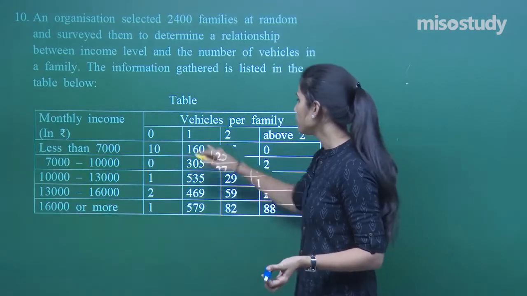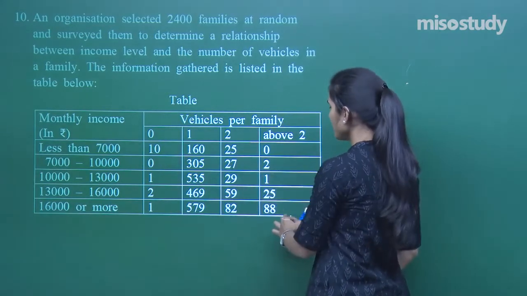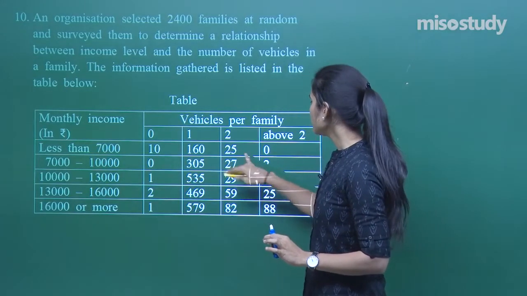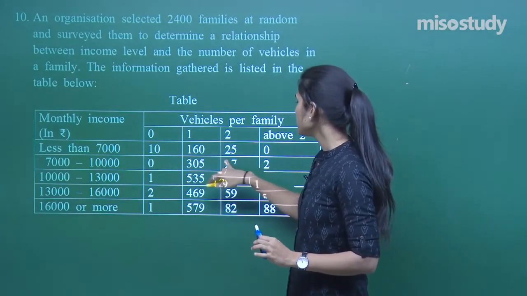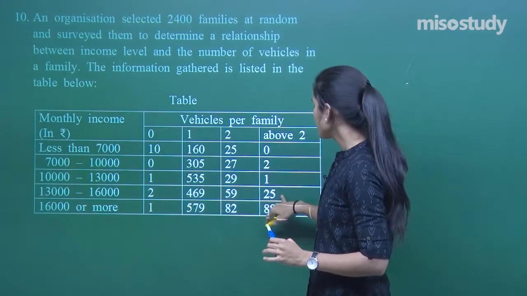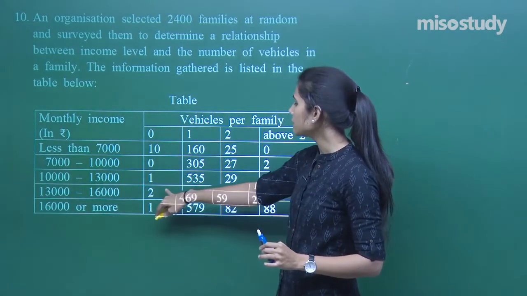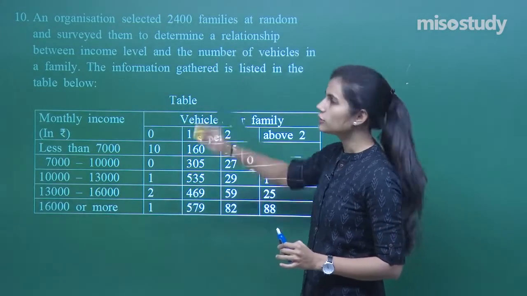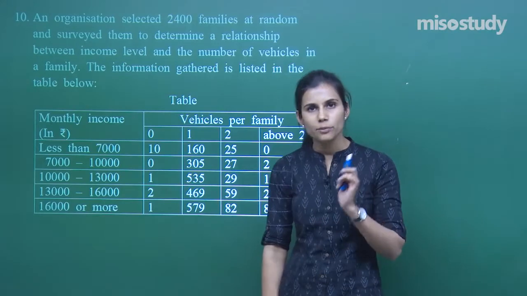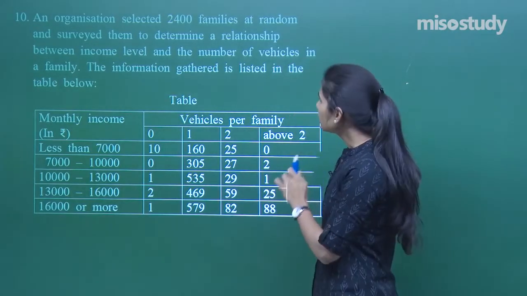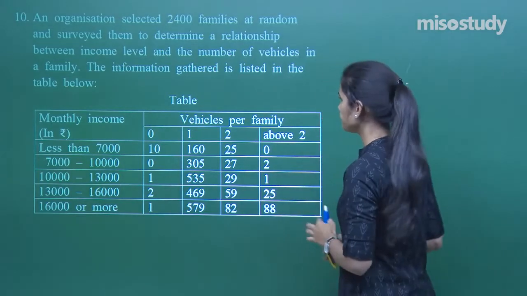579 such families have 1 vehicle, 82 have 2, and 88 have above 2. When you add 10 plus 160 plus 25 plus 0 plus 2 plus 27 plus 305 plus 0 plus 1 plus 535 plus 29 plus 1 plus 25 plus 59 plus 469 plus 2 plus 1 plus 579 plus 82 plus 88, you will be getting 2400, which is the total number of families in which this data was collected. Fine. So, total number of families is 2400.